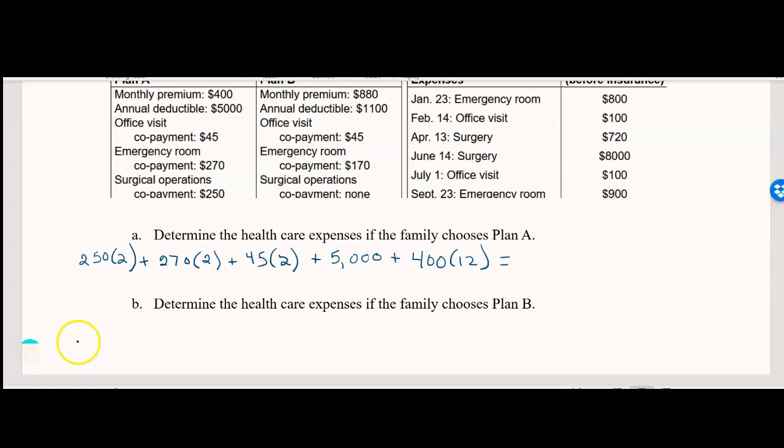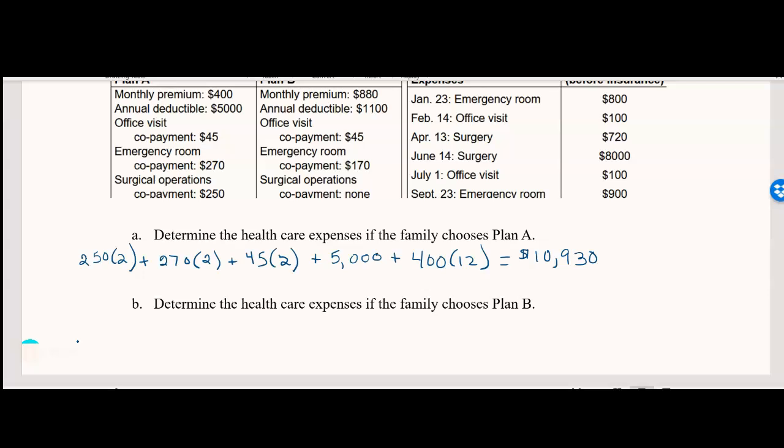So we have the surgery co-payment and also the deductible. That's 2 things we had to include there. Anyway, add all of these up, and we get $10,930 is what would have been paid out of pocket with Plan A. Now let's go to Plan B.